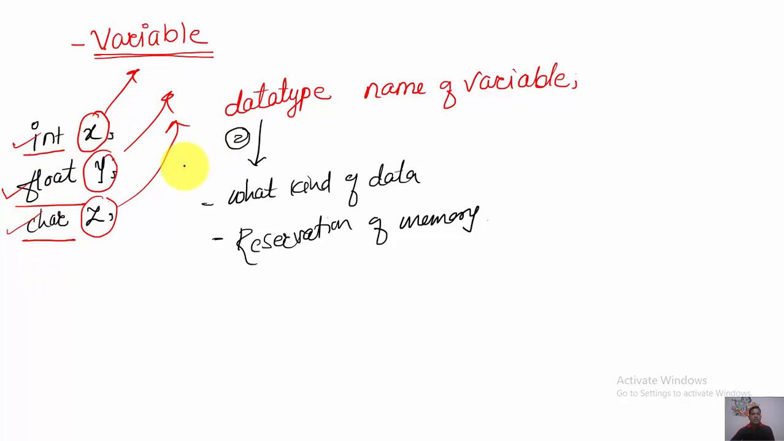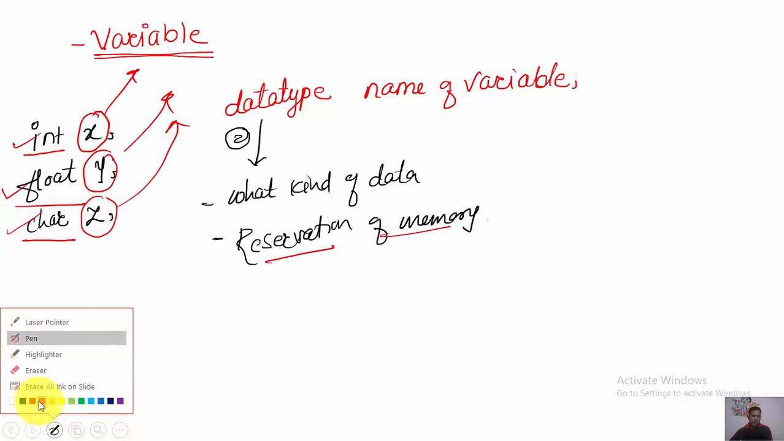So now as we know, the first objective is fulfilled by this variable declaration. What does the data type define? Data type mainly defines which kind of data is held by this variable. Now the most important one, what is that? Simple, the reservation of memory, right?